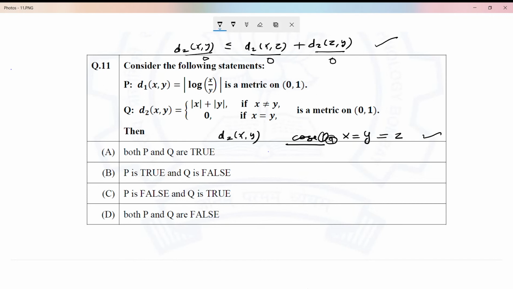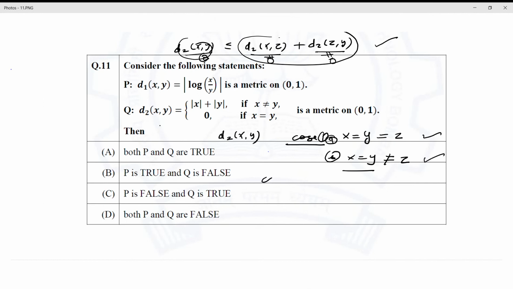Now let us suppose that x equals y, but z is not equal to x or y. So in this case, this is equal to 0 and this is not equal to 0 and this is also not equal to 0. It means that this is some positive quantity, and this is 0, so obviously this is greater than or equal to 0. So the triangle property is satisfied in this case also.